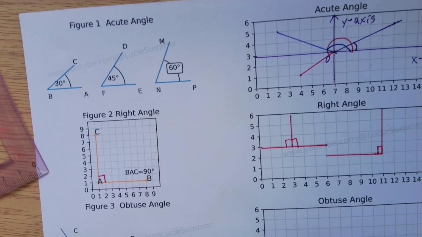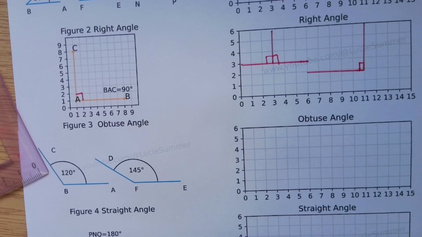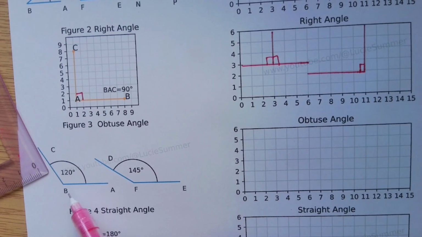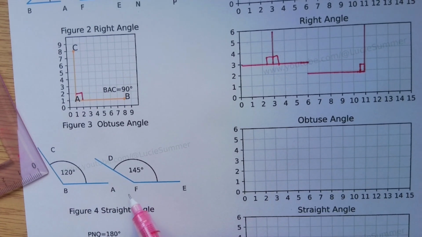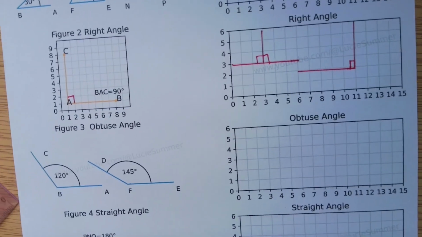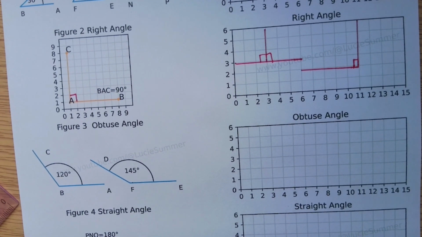And now let's move on to figure 3, obtuse angles. So I told you earlier in the video that an obtuse angle is an angle that is larger than 90 degrees, but smaller than 180 degrees. So these 2 over here are obtuse angles. And I think you might remember I showed you a special way of drawing obtuse angles, and that's by using a coordinate plate.